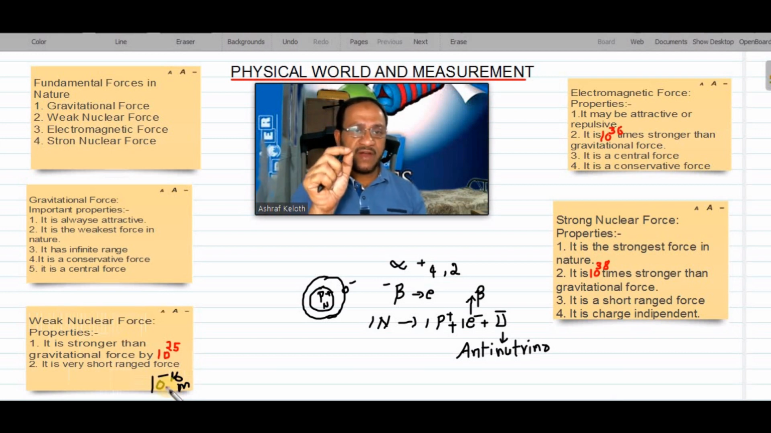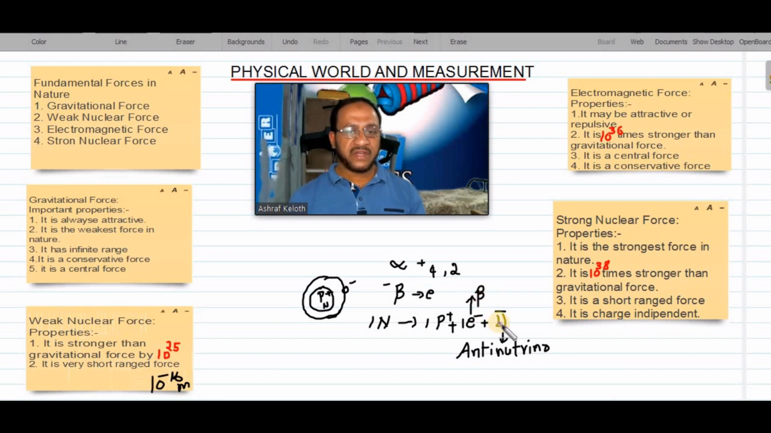It means if you take 1 millimeter, the small line on your scale, and divide it by a number with 13 zeros, one part out of that is the range of attraction between the beta particle and the antineutrino. So it is called a short range force, and it is stronger than gravitational force by 10 raised to 25 times.